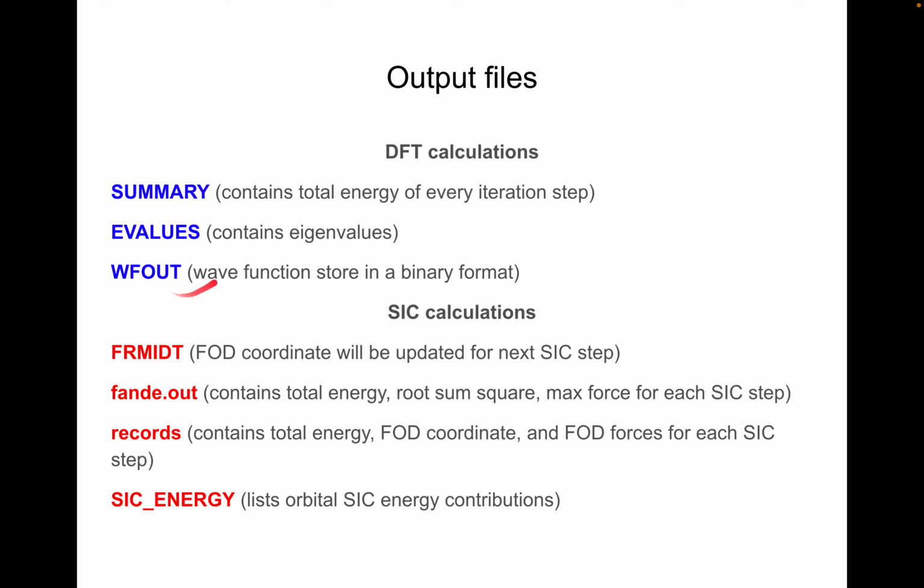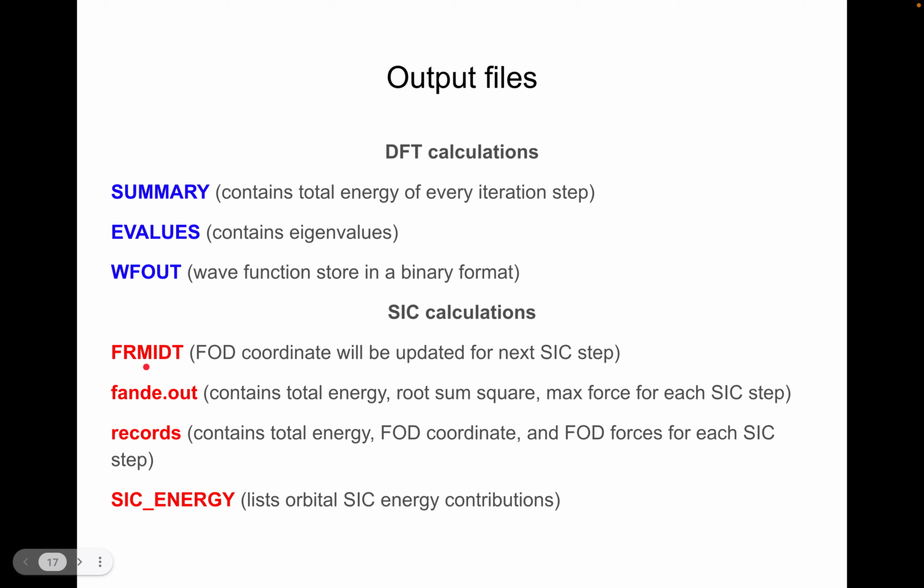And for the DFA calculation, this is the one that is important to the users. For the SIC calculation, you get additional files. The FRMIDT, although I mentioned that this is your input file, at the end of each SIC calculation the FRMIDT file will get updated. So in every SIC calculation, the FOD coordinates will be updated and the updated coordinates will be stored in the FRMIDT file for the following calculation.